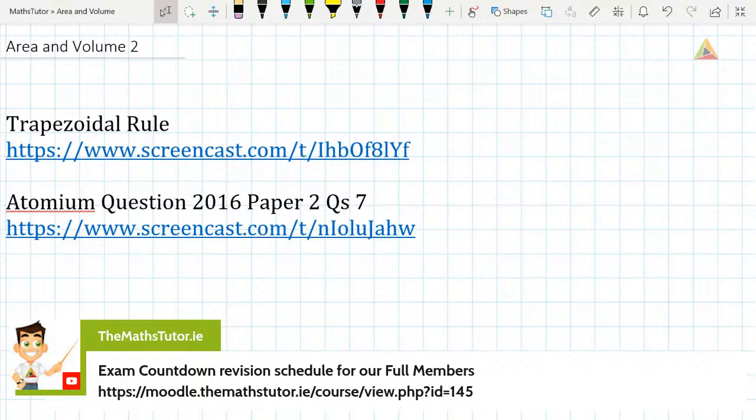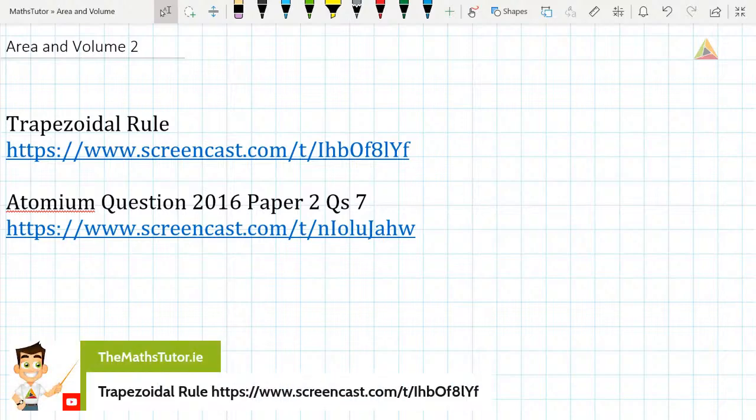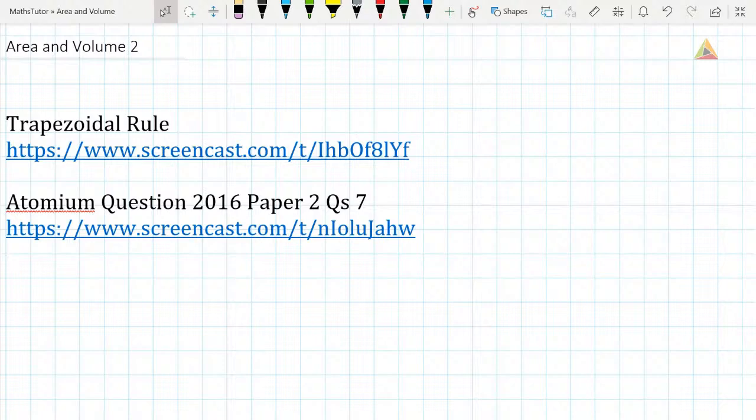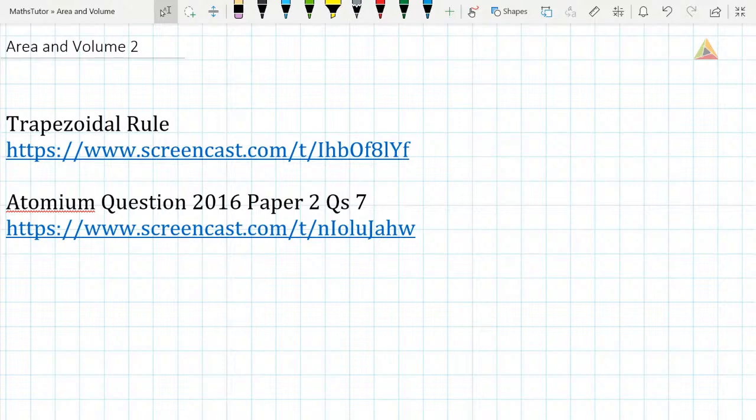So this week we're going to be looking at some more area and volume, and we have 2 videos for everyone to watch. Remember, there's loads of videos for all the full members on the TheMathsTutor.ie website, so we've picked a couple of those for everyone to watch. One of them is on the trapezoidal rule, with a little bit more work on it. The second one is another question from the papers, 2016 paper 2, question 7, where a video does out the answers to that question on the atomium. So you might want to check out those videos after this lesson.